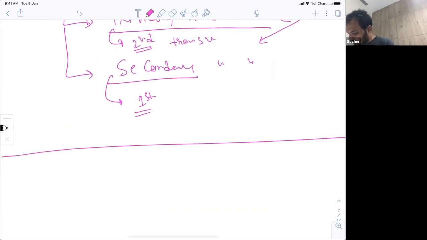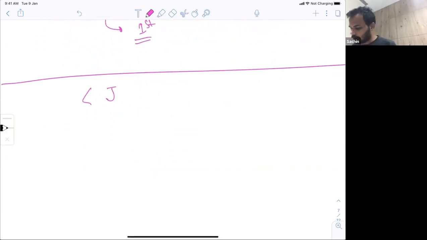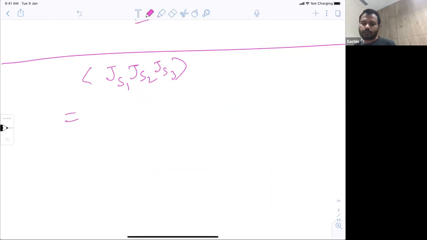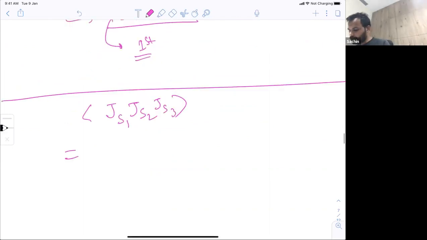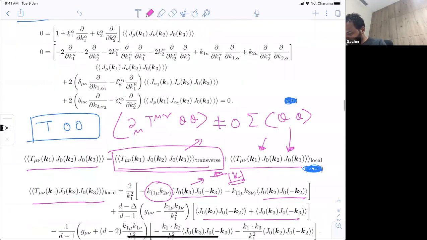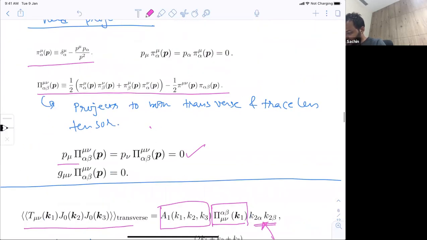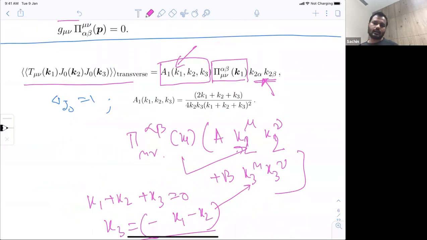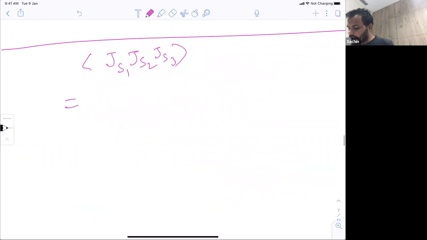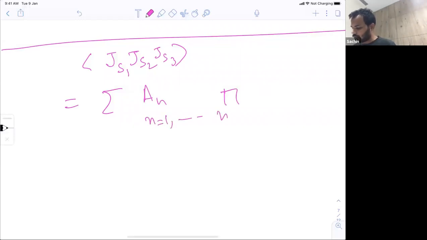Why is this important? Let's say I have a little more complicated correlator, some JS1, JS2, JS3. Then in general, there will be many, many form factors. For TOO, we saw there was only one form factor, if you remember. Let me just show you once more. It was somewhere. So here for TOO, it was only one form factor. But for JS, it can have n number of form factors, okay? And there will be complicated pi projection operators, etc. I'm not writing them. So there can be n, n can be one to some n number, okay? Then the primary identity will only involve second order differential equations.